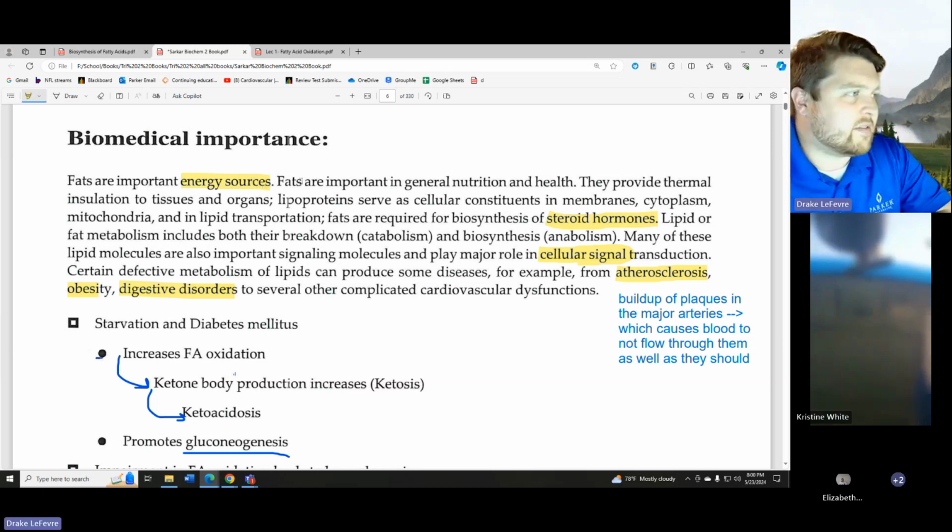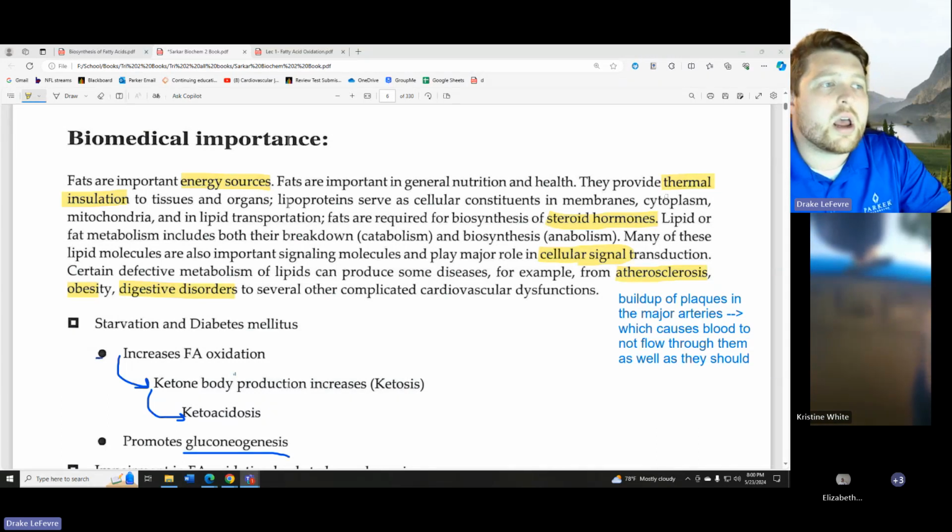But fats are very, very important. They're important in general health and nutrition. They provide the thermal insulation to our tissues and organs. Lipoproteins serve as a cellular constituent in membranes. So a lot of our membranes, the phospholipid bilayers, all of our membranes are made up of fat, including the cytoplasm, the mitochondria, and then also lipid transport.